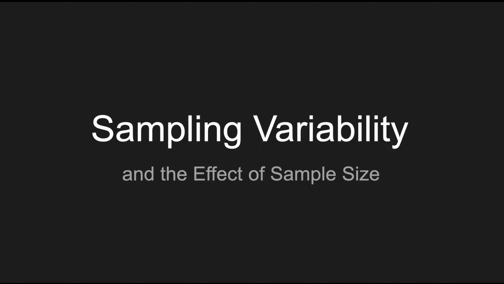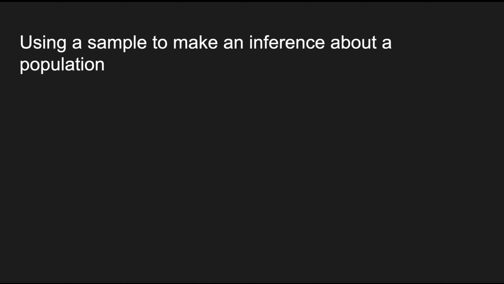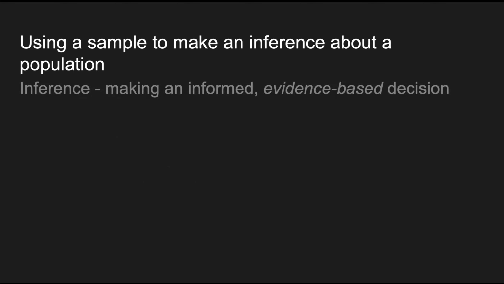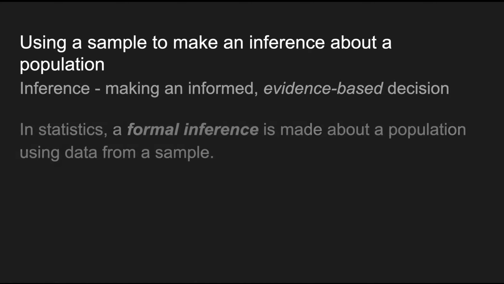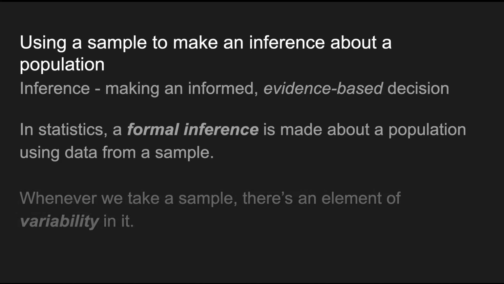This video is about using a sample to make an inference about the population. Remember that inference means we are making an informed, evidence-based decision. In statistics, a formal inference is made about a population using data from a sample. However, whenever we take a sample, there's always an element of variability in it.